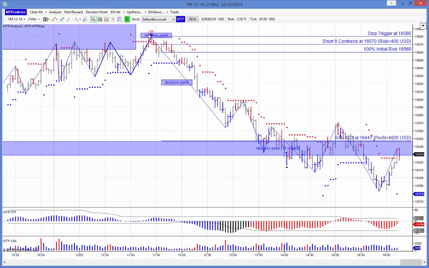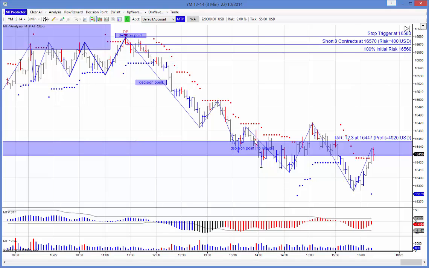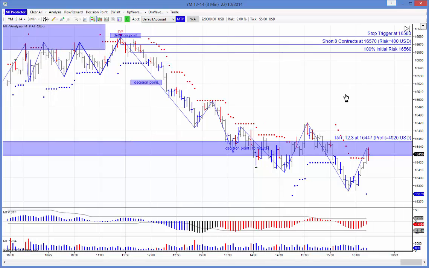And as you can see, there's our DP sell that caught the very bar of the high of the day. Standard trade management guidelines would have come down into here using the ATR stop for a profit of 12.5 times or 12.3 times initial risk, turning an initial risk of approximately $400 into just over $4,900. So a very, very good trade, particularly when you're short from the very high of the day.